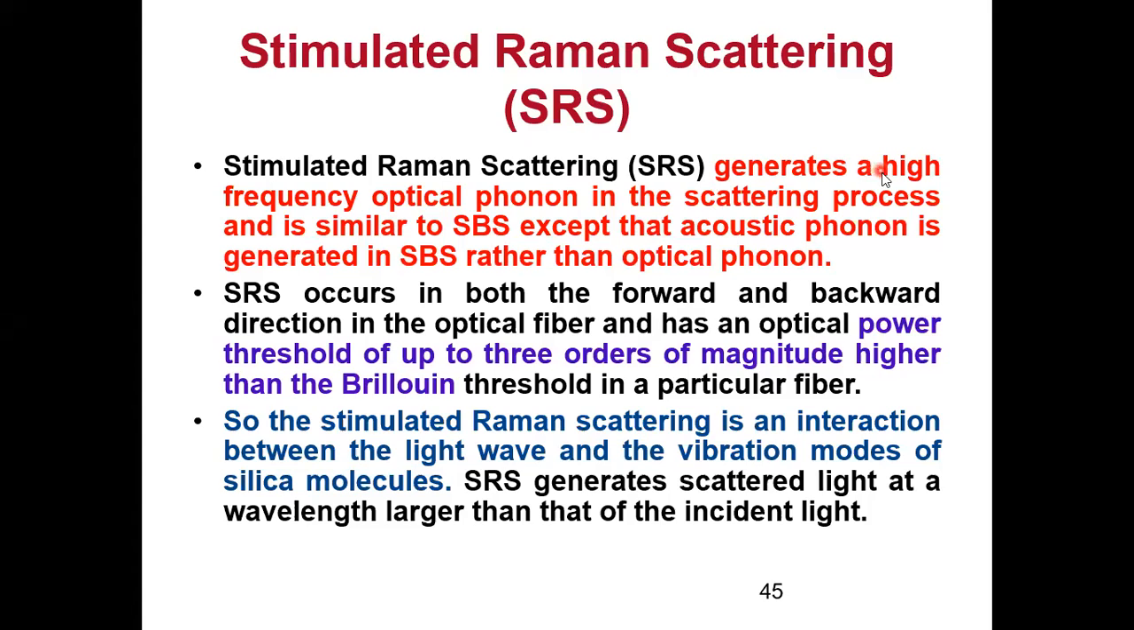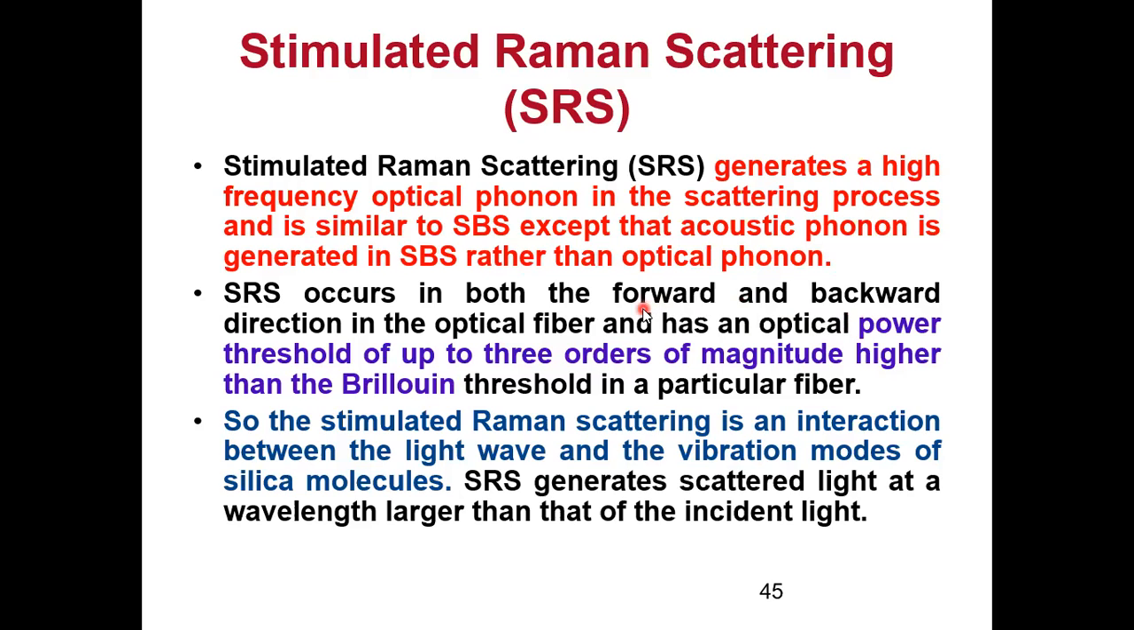In SRS, it generates a high frequency optical phonon in the scattering process and is similar to SBS, except that the acoustic phonon is generated in SBS rather than the optical phonon. SRS occurs in both the forward and backward direction in the optical fiber and has an optical power threshold up to 3 orders of magnitude higher than Brillouin scattering. So this is the difference between your SRS and your SBS.